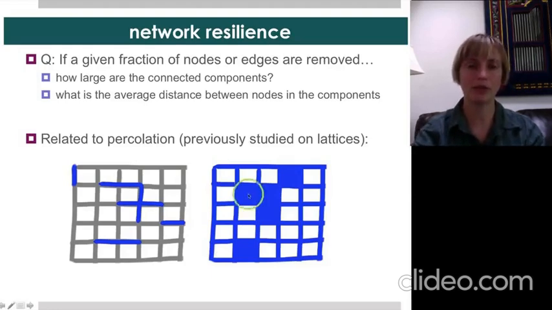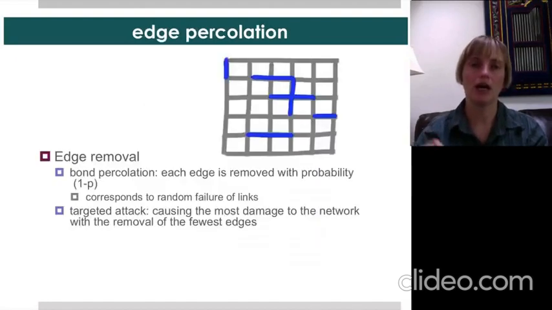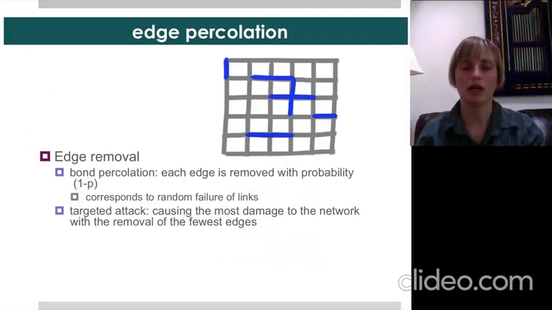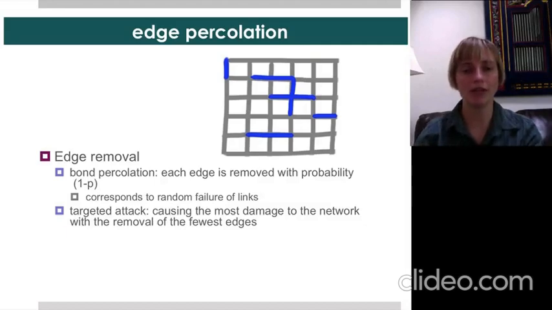The other type of percolation is node percolation, and here we've kind of switched representations a bit because each of these squares is a node and it's simply connected to the 4 closest neighbors, and now each of those squares is either occupied or not, and we're going to see what effect that has on the connected clusters. So first, edge percolation. We're going to remove each edge with probability 1 minus p, meaning that each edge is there actually with probability p, and this just corresponds to the random failure of links.